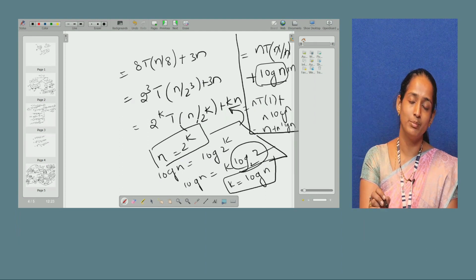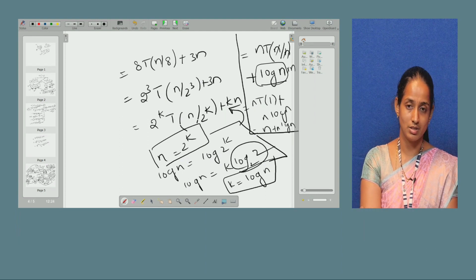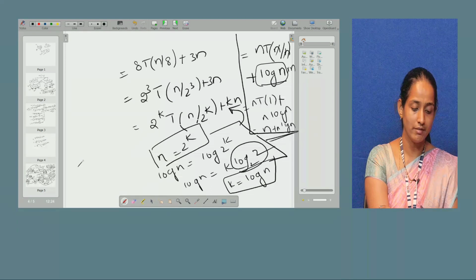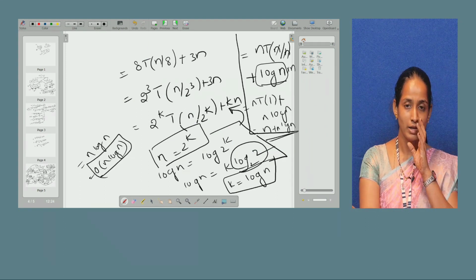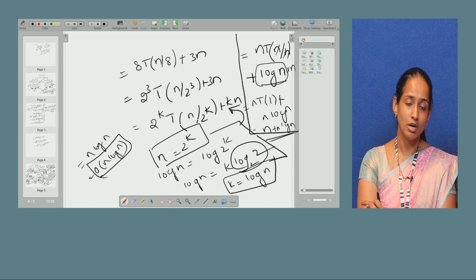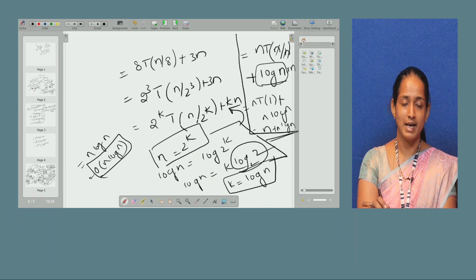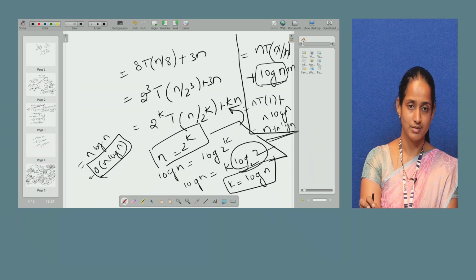In order to compute the time complexity, we consider only the terms that are of higher order, right? Among these two terms, n log n is the highest order term. So the time complexity for merge sort is n log n. This holds in the best case, average case and worst case. So thank you.